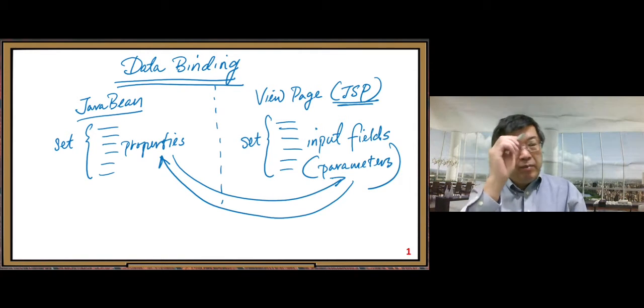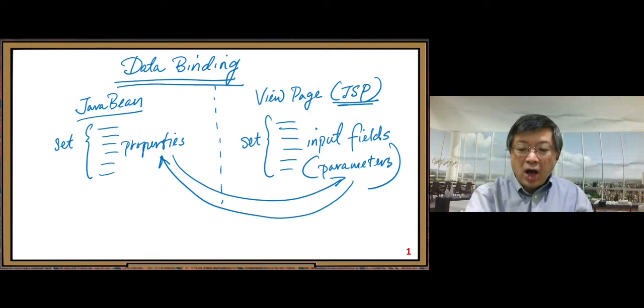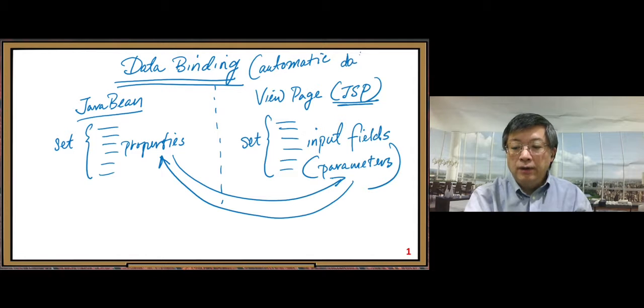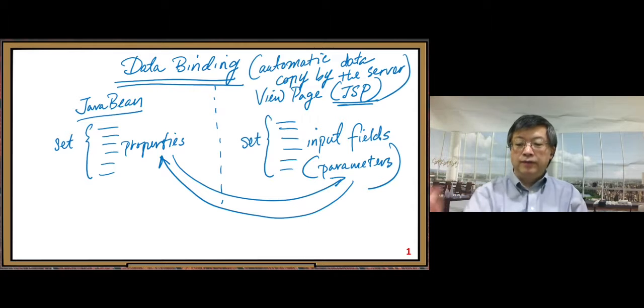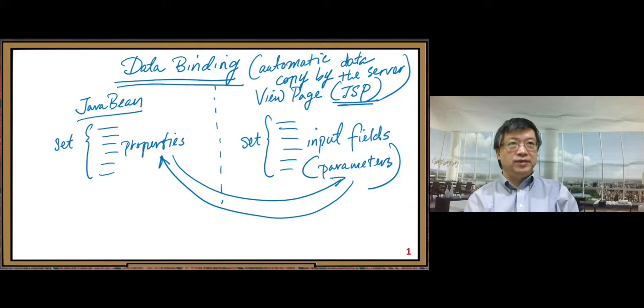The so-called data binding is automatic data copy by the server. So that's the meaning of data binding.